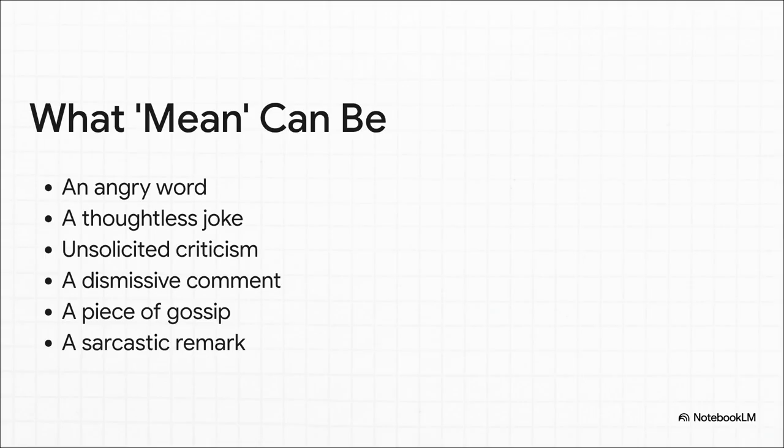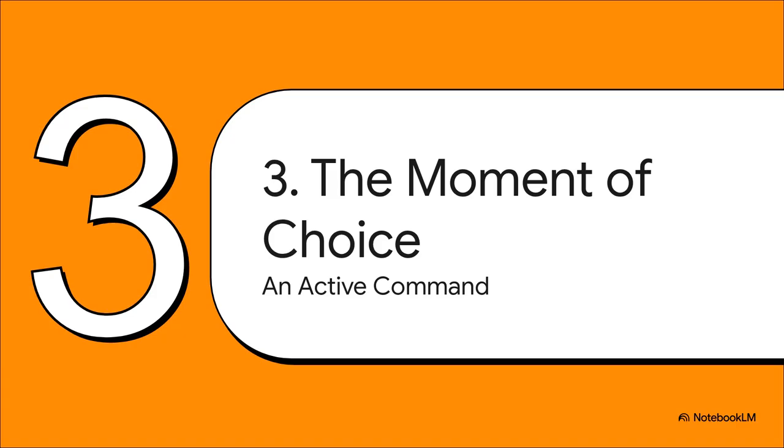Mean isn't just about yelling or obvious insults. It can be that subtle little jab in a sarcastic remark, or that casual dismissal of someone's idea. It can even be a piece of gossip, or a joke that just lands wrong. All of these are words that have the potential to cause real harm. So, we figured out the trigger, those words that could be mean.